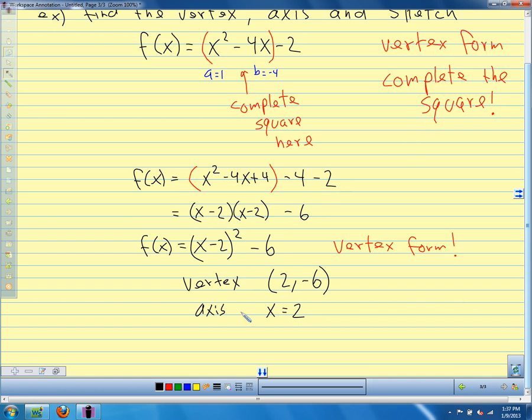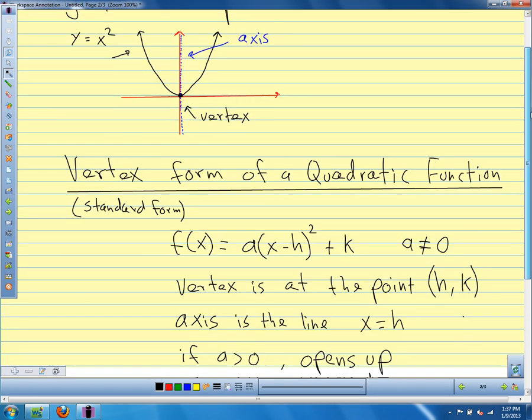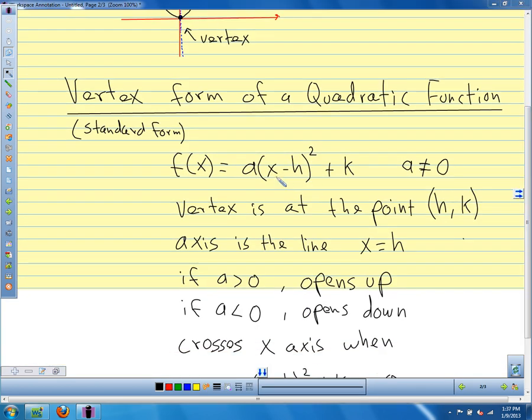So let me scroll back here. We said our vertex form, when we have x minus h squared, our vertex is positive h. So if we think back to when we did transformations of graphs, it's like the opposite. Subtracting inside the parentheses moved it right. So it's related to that.